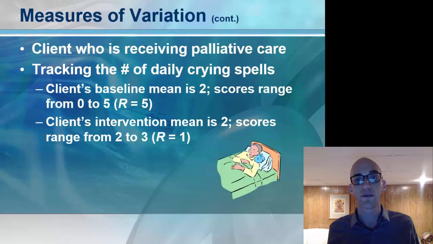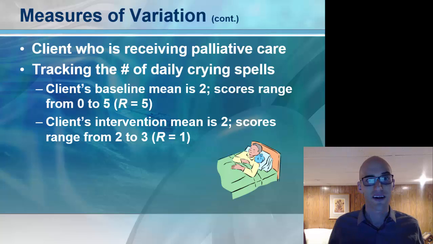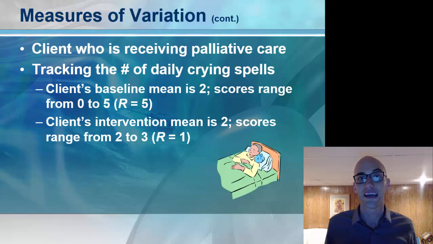Every day they're producing the same number of crying spells, and it seems like they're getting a little bit more accepting of it. Versus during their baseline, it was all over the place. Some days maybe they're in denial, and some days they're in a horrible depression about it. So range really helps us to get a better idea of the stability in the behavior.